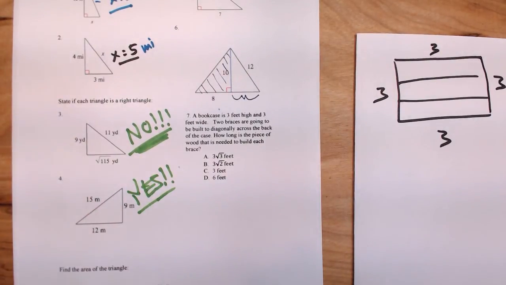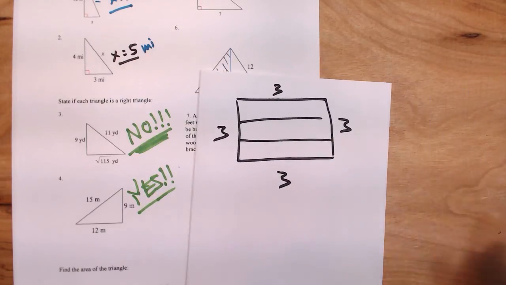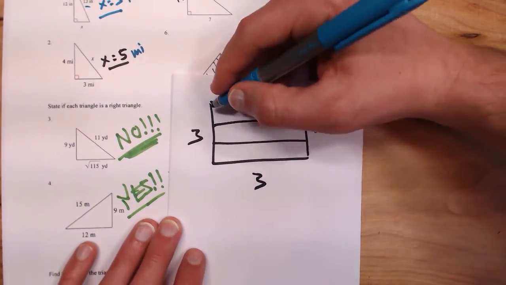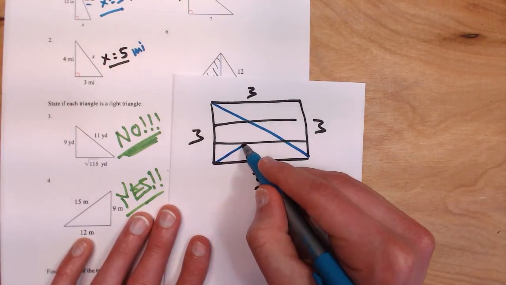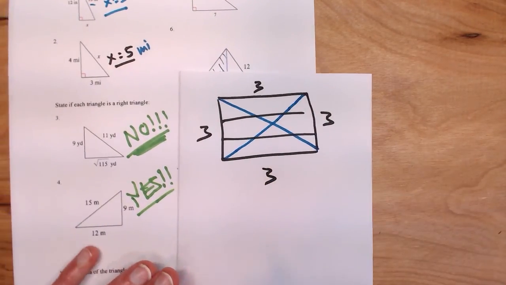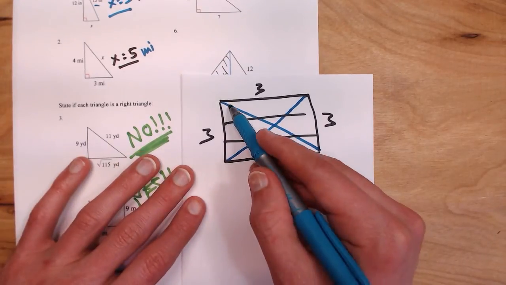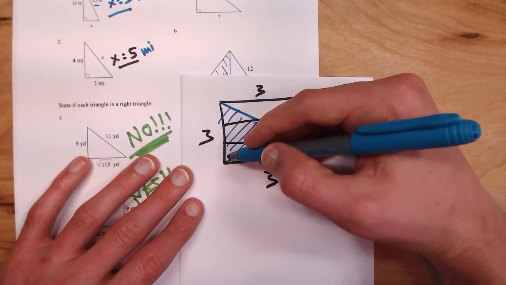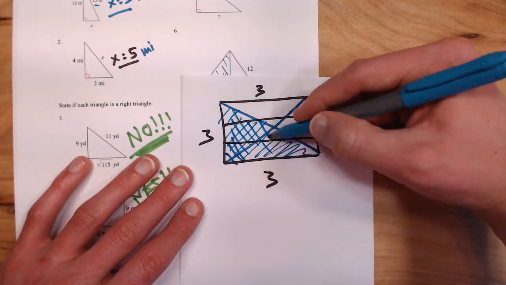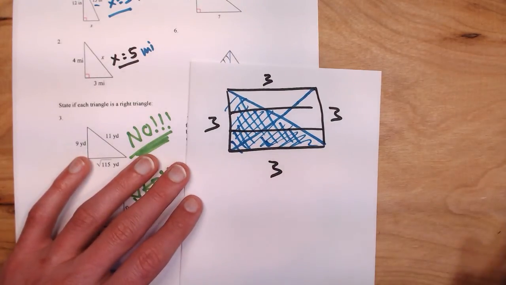Okay, so now it says 2 braces are going to be built diagonally across the back of the case. So what they're trying to say is that there's going to be a brace like this and a brace like this. And they want to know how long are the braces. So to figure this out, I'm going to grab this triangle. I could have grabbed the other triangle, but you just need to pick one. They're both the same, but I'm going to take this triangle.